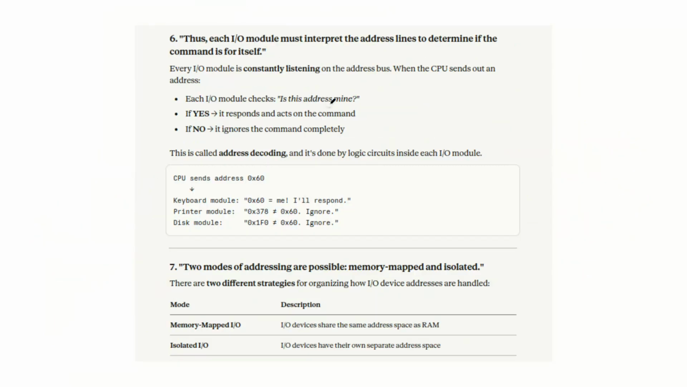Fine. Now let's understand here. Each IO module must interpret the address line to determine if the command is for itself. That means every IO module would be constantly listening to the address bus. When the CPU sends out an address, each IO module checks: does this address belong to me?